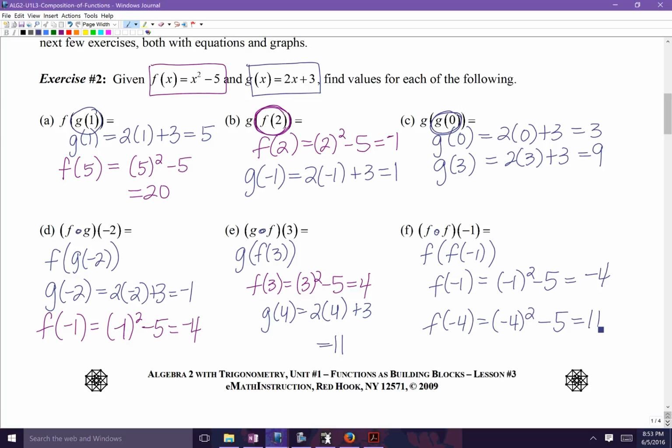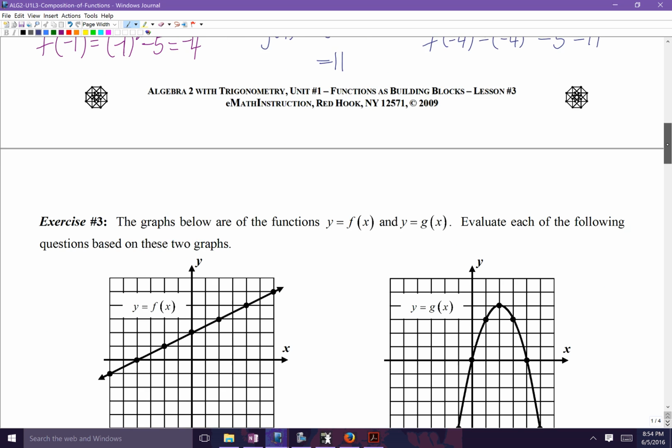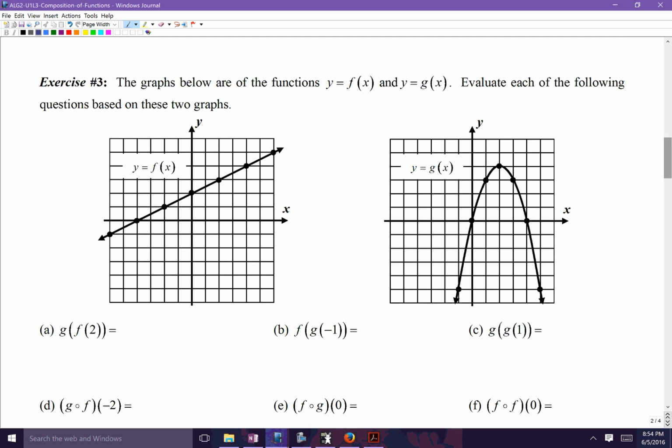All right, so that was the composition of functions. You take one function, evaluate it at a specific value, then take that value and you evaluate the other function or whatever else they want you to do with that value. Okay, moving on to the back.